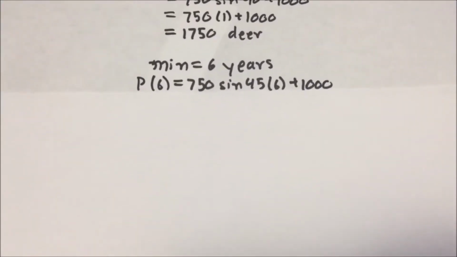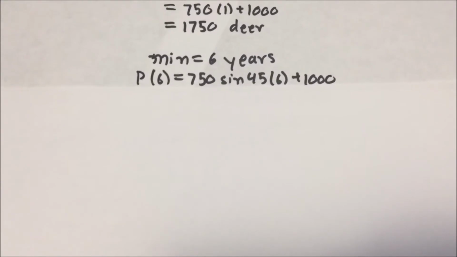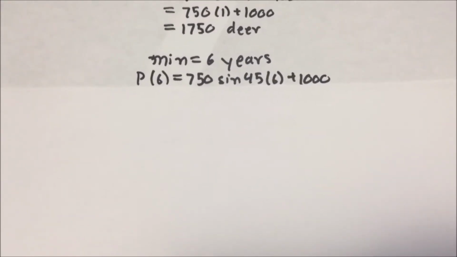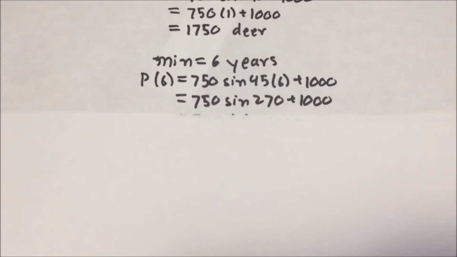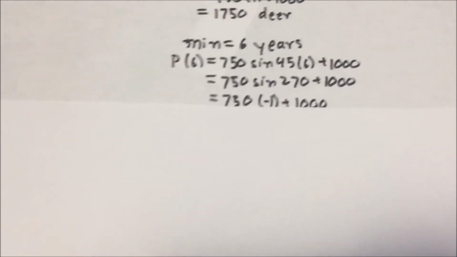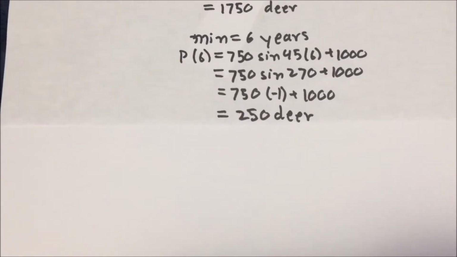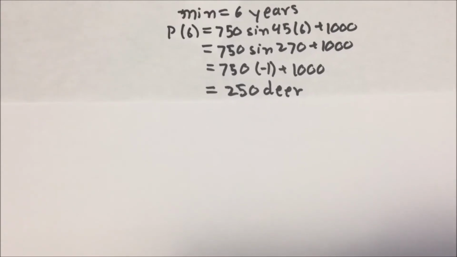Based on the previous question, we also know how long it takes for the population to reach its minimum, which is 6 years. We then substitute this value back into the original equation. 45 times 6 gives us 270. Sine of 270 gives us negative 1. 750 times negative 1 plus 1000 gives us 250. Therefore, the minimum population is 250 deer.